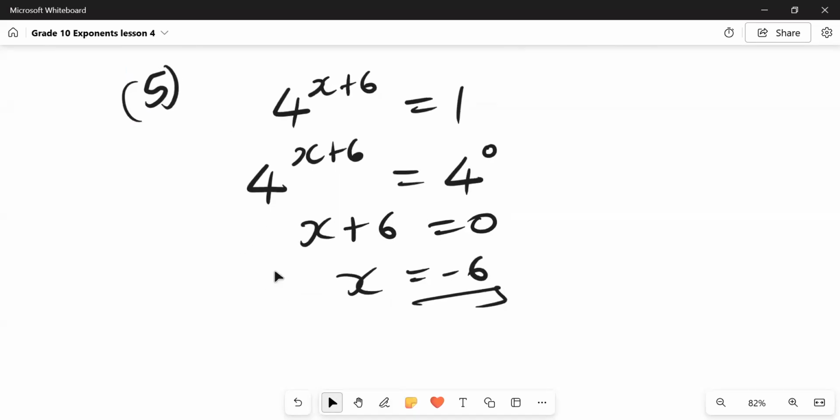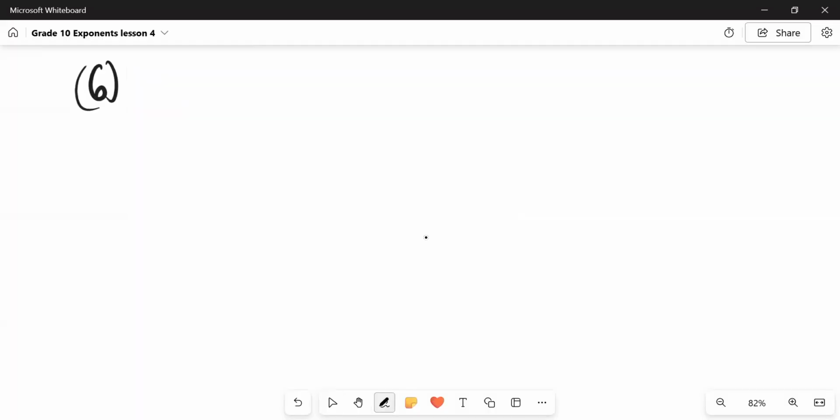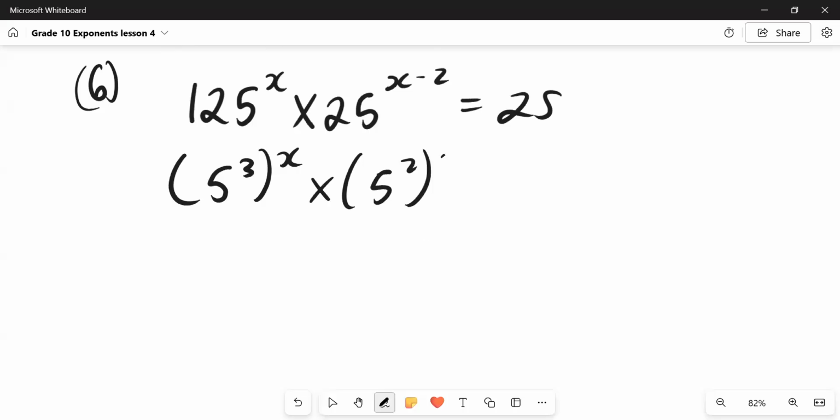Example 6. Still solving for x again. Now we're given 125 to the power of x times 25 to the power of x minus 2 equals 25. The first step, you break down numbers. 5 to the power of 3, there's x there, times 5 squared, and then there's x minus 2, equals 25, which is 5 squared, right? Let's write it as 5 squared to make things simpler for us.